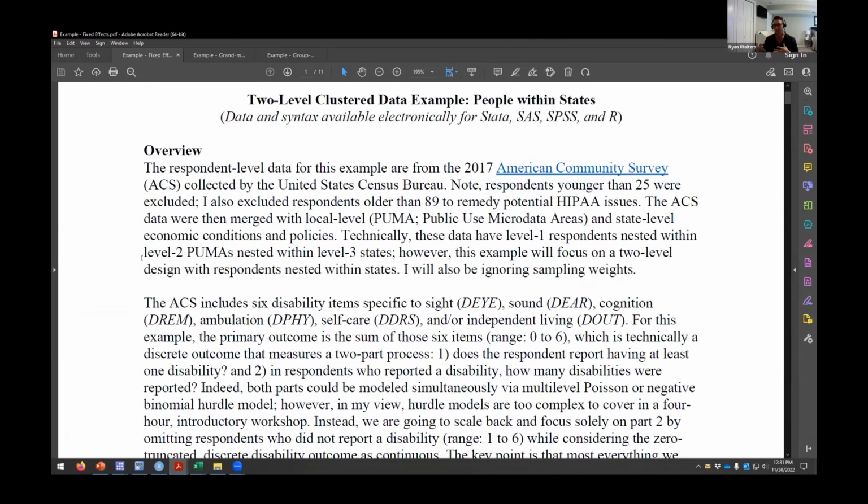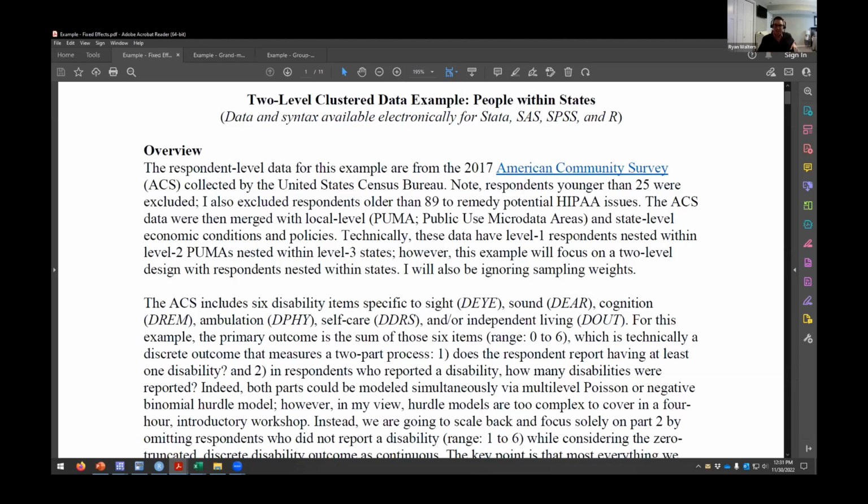This is the example that's going to go through the entirety of the workshop. The data are from the 2017 American Community Survey. This link is active. It'll take you there. You can read up on it. We excluded patients, again, I'm in medicine, so that's really how I view this. We excluded respondents younger than 25 and also excluded respondents older than 89. So 90 and older, I wasn't sure if that was a HIPAA issue, but again, we're just working with people between the ages of 25 and 89.